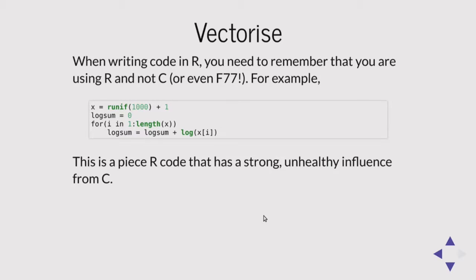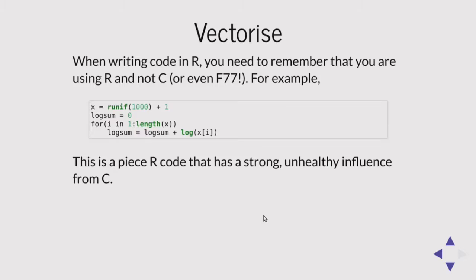Here's some R code, and what we're doing here, in line 1, we're generating a bunch of uniform random numbers. We're adding on 1. And then on lines 3 and 4, we've got this code where we're calculating the log sum. So you're taking the log of the first element, then the log of the second element, the third element, the fourth element, and adding them all together. And this is quite C-like. If you're a C programmer, this seems how you would do it.